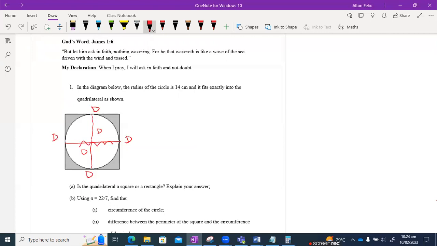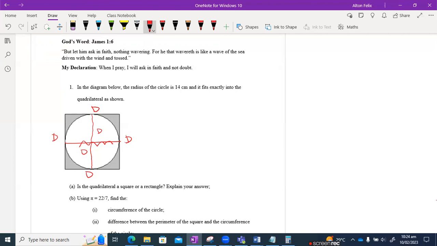So the explanation is it is a square because the diameter of the circle is the same as each of the lengths of the square. So therefore the four sides will be equal. Let's go to part B.